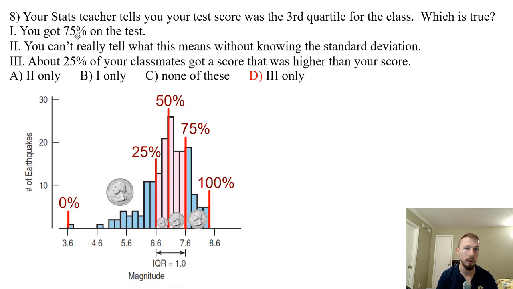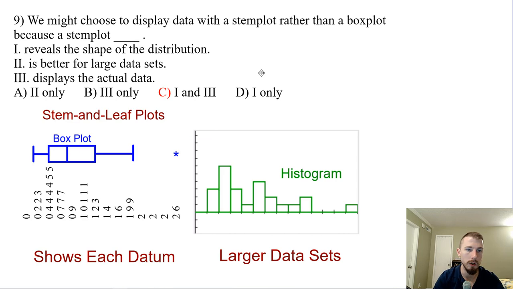That would change for every test, right? It means you scored better than 75% of other people in the class. You can't really tell without standard deviation. No, that's not true. 25% of your classmates got a score that was higher than yours. That's what that means. So the answer is D, 3 only.